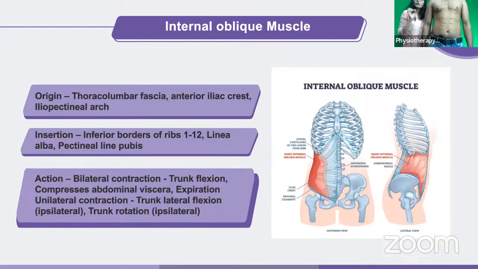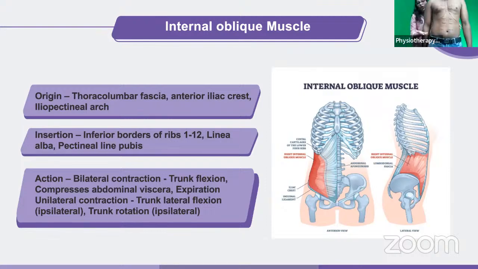What is the direction of the external oblique muscles? External and internal oblique muscles play a major role in the functioning of your trunk, because external oblique has the orientation like this. When the right side external oblique contracts, it will cause ipsilateral flexion and contralateral rotation. When your internal oblique contracts, it will cause ipsilateral flexion and ipsilateral rotation. Make a note of this point about internal oblique and external oblique.